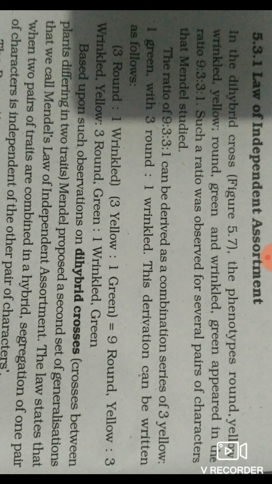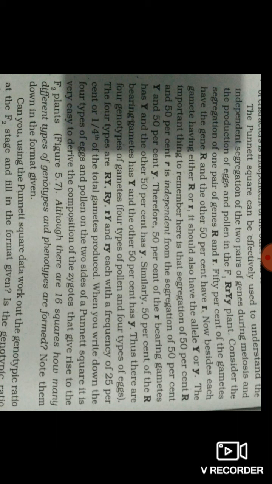According to this ratio, we observed a dihybrid cross between plants differing in two traits. Mendel proposed the second law, a set of generalizations that we call Mendel's law of independent assortment. The law states that when two pairs of traits are combined in a hybrid, segregation of one pair of characters is independent of the other pair of characters.